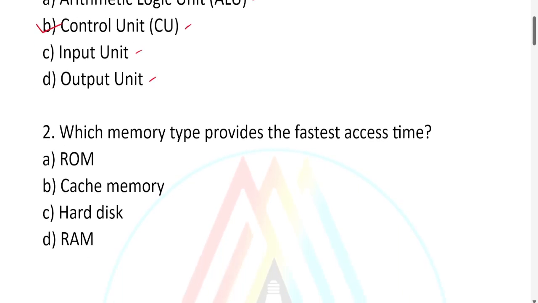Question number 2. Which memory type provides the fastest access time? ROM, cache memory, hard disk, and RAM. The correct answer is cache memory. Option B is correct. Next.